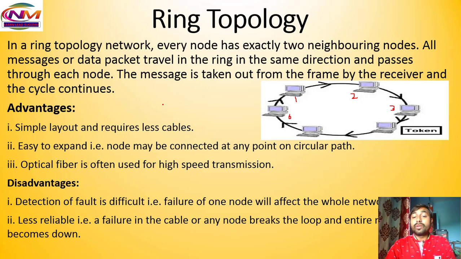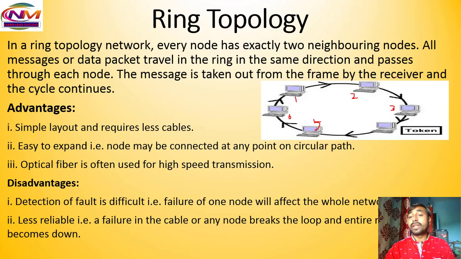That is, the failure of one node will affect the whole network. If this network goes down, the entire network will not work properly. So this is one of the disadvantages of this ring topology. It is less reliable, that is, a failure of a cable or any node breaks the loop and the entire network becomes down. This is one of the disadvantages.